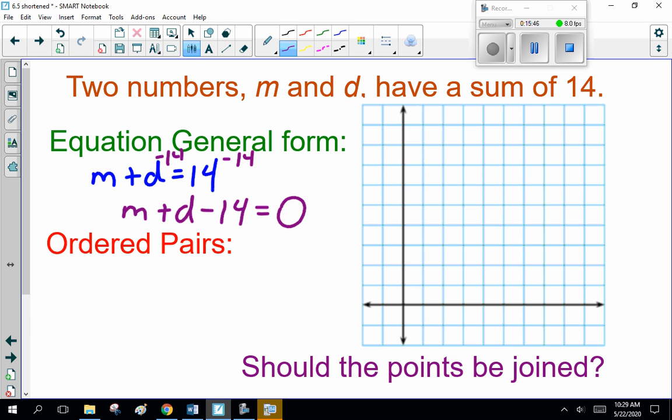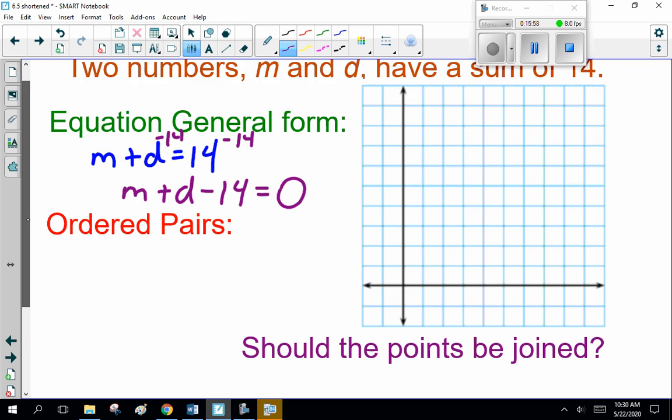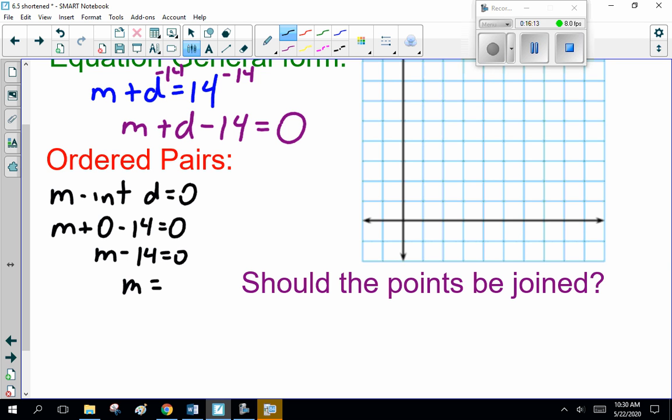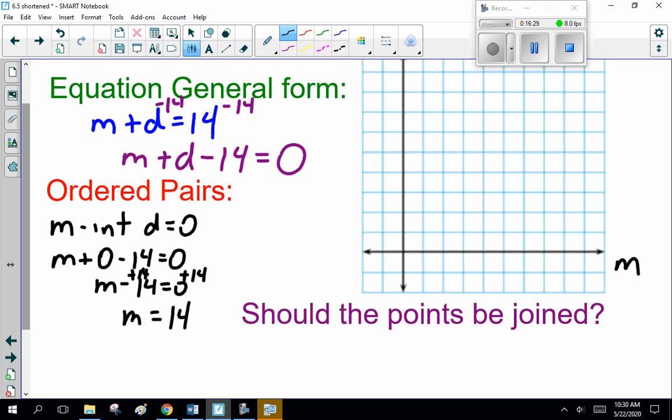Now, can I find some ordered pairs for that? Yes. Now, when I mean ordered pairs, let's find a few points where it works. So, right off the bat, I'm going to go m intercept, d is 0. So m plus 0 minus 14, or m minus 14 is 0. M equals plus 14. Okay. Now, once again, my graph isn't big enough. So if I call this m, 1, 2, 3, 4, 5, 6, 7. No, I haven't got room. What if I went 2, 4, 6, 8, 10? And 14 is right here.